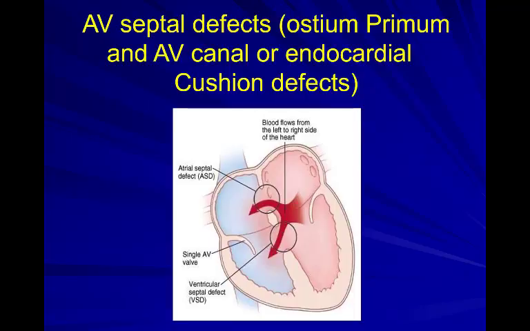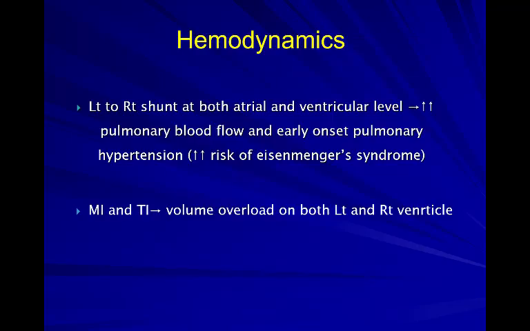AV septal defect: ostium primum ASD, inlet VSD, and common five-leaflet AV valve showing left to right shunting across the ASD and across the VSD. Hemodynamics: there is left to right shunt at both atrial and ventricular level, leading to increased pulmonary blood flow and early onset pulmonary hypertension, increasing the risk of Eisenmenger syndrome and early cyanosis. Mitral incompetence and tricuspid incompetence lead to volume overload on both left and right sides.